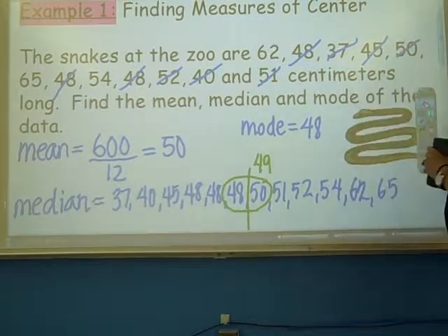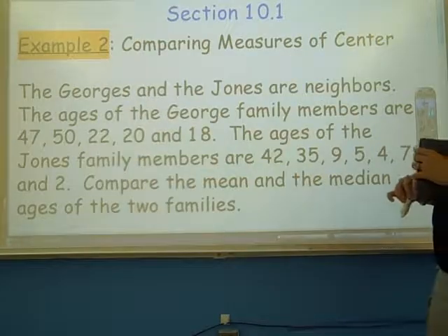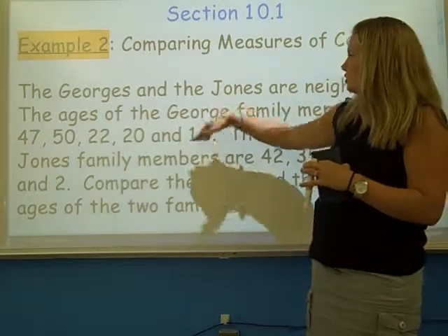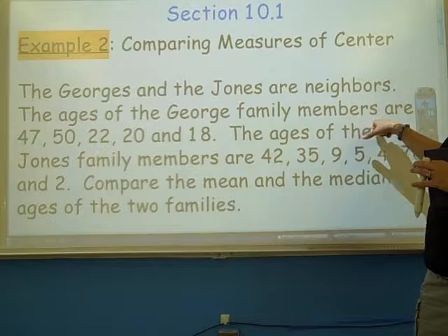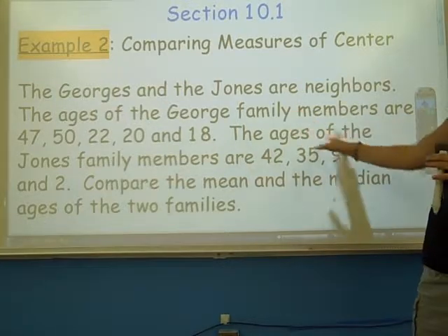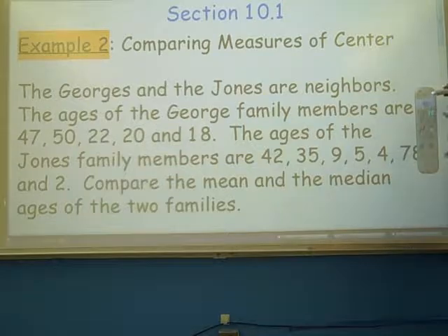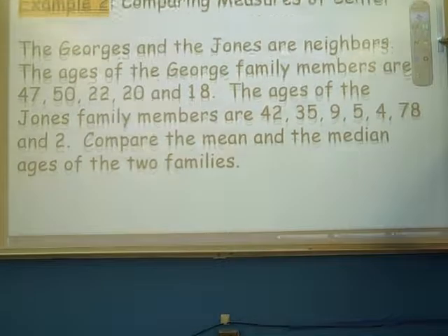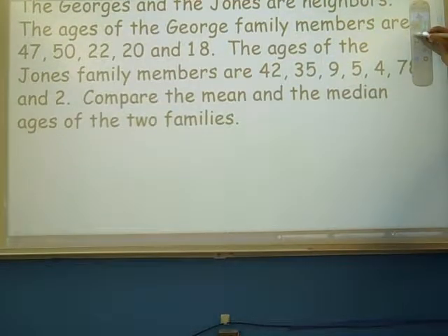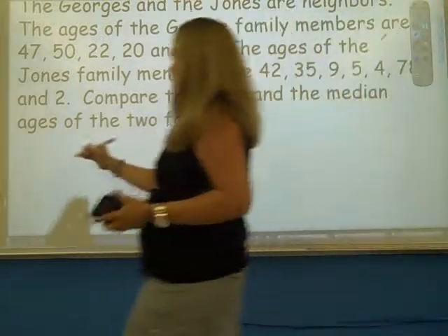Okay, so now, next example. Comparing measures of center. The Georges and the Joneses are neighbors. The ages of the George family are that. The ages of the Joneses family are this. Compare the mean and the median of the 2 families. Alright, so we'll do Georges in blue.